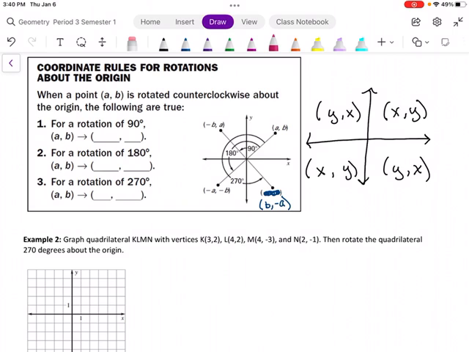So the way that I remember it, there's none negative in the first quadrant. The first part is negative in the second quadrant. Both are negative in the third quadrant. And then the second is negative in the fourth. So it goes none first, both second. And those are the rules that we can use for our rotations.